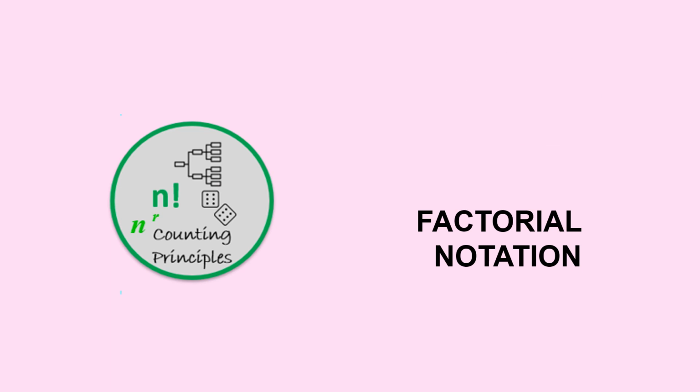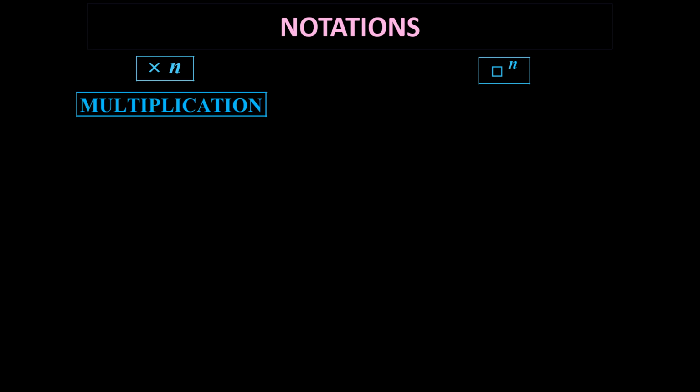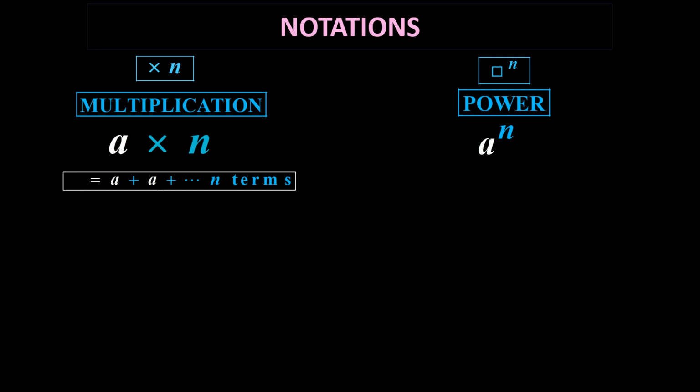Firstly, let's look at the factorial notation. Let's go over some notations. There we have multiplication by n, and there we have raising something to the power n. That is multiplication, and there we have power there. So as an example, we have a times n, and the other one we have a raised to the exponent n. a times n means a plus a plus a plus a, n times in terms of a.